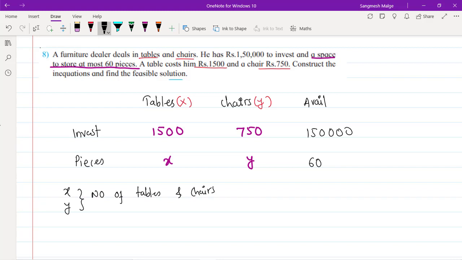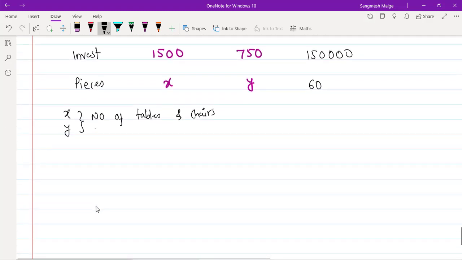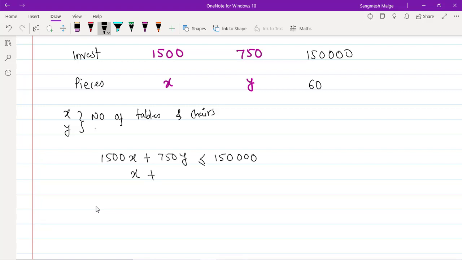So what will be our first constraint? What will be our first inequality? It is 1500x plus 750y, and it should be less than or equal to 1,50,000, because this is what he is investing for manufacturing. And the next inequality is x plus y, again less than or equal to 60.